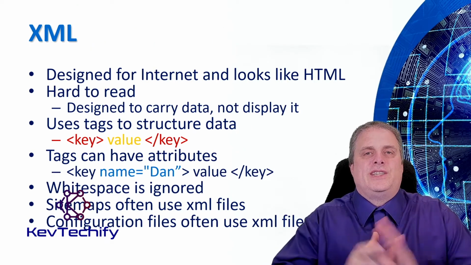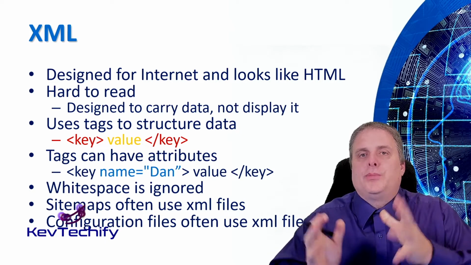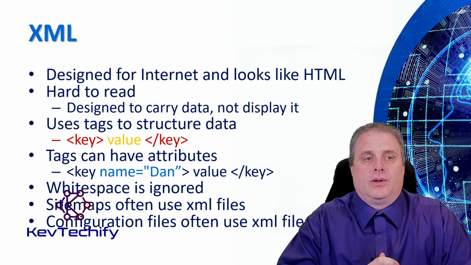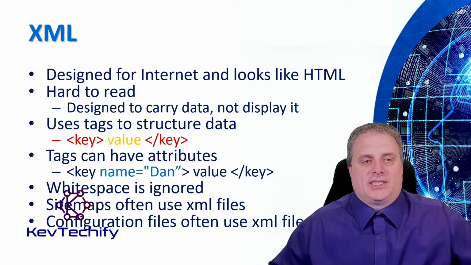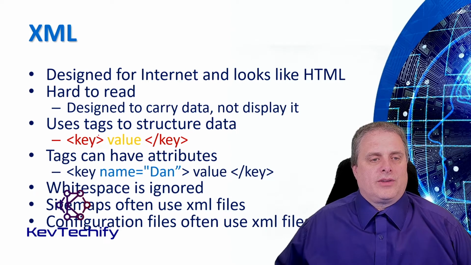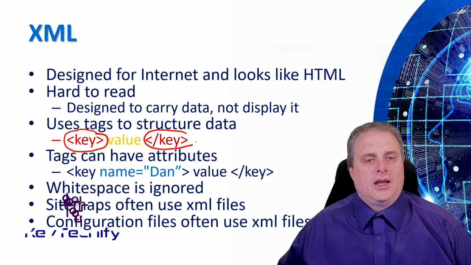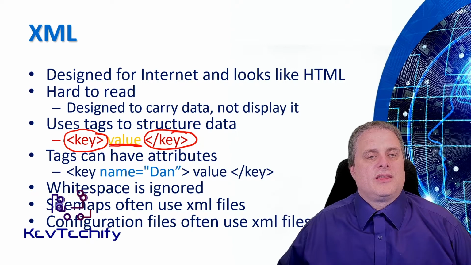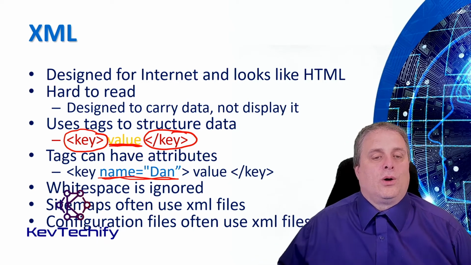XML is probably the most difficult one to read. It was designed for the internet, and some people say it looks a lot like HTML. Its structure uses tags. Here we have a key. This key is the starting key. Then we have the ending key. Between these keys is the value. Now, these tags, they can have attributes. We can give it a name. That way, this key is easily identifiable inside of our code.